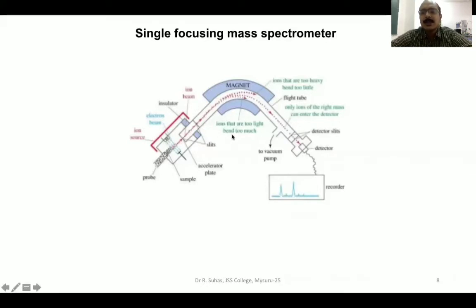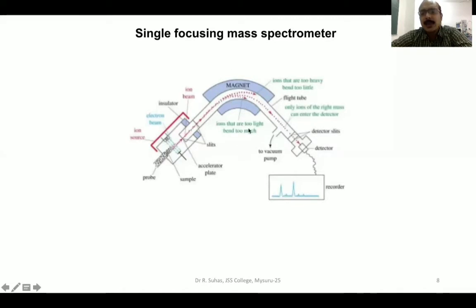Using this instrument, scientists had a lot of problems. The single focusing instrument posed a lot of demerits and disadvantages. As a result, they evolved another instrument called the double focusing mass spectrometer. So the single focusing and double focusing mass spectrometers essentially have more or less all the components one and the same except one item.